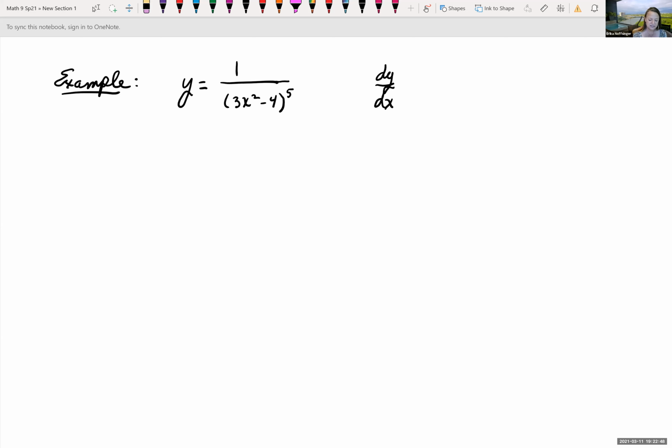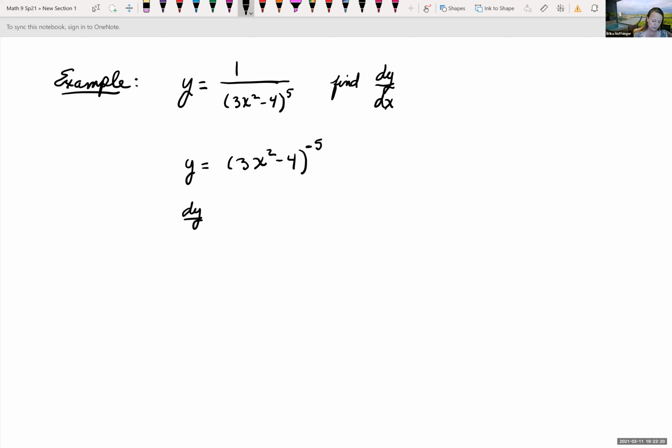Notice that we can rewrite this by moving that whole parentheses up into the numerator and changing the sign on our exponent of that parentheses. So I could rewrite this as y equals 3x squared minus 4, all raised to the negative 5th power. That to me would be a lot easier than going through and using that quotient rule. And so now we can use the chain rule.